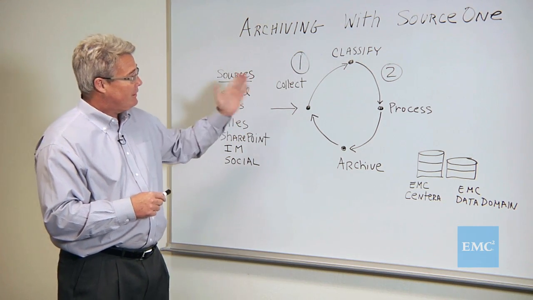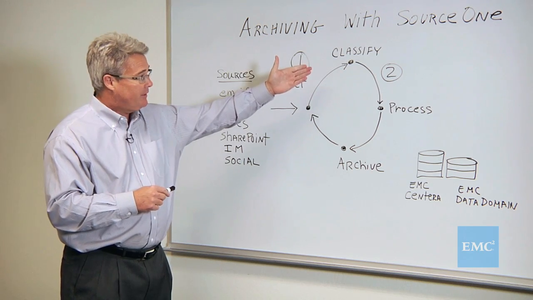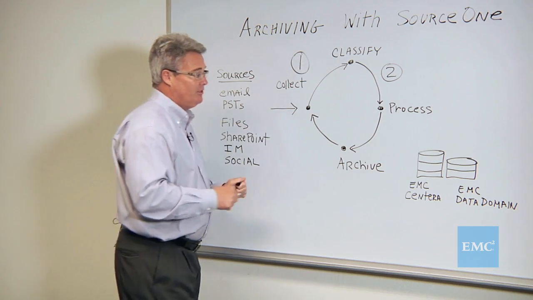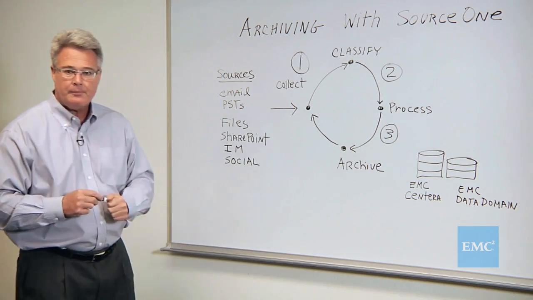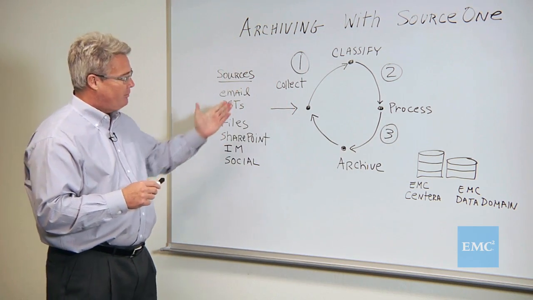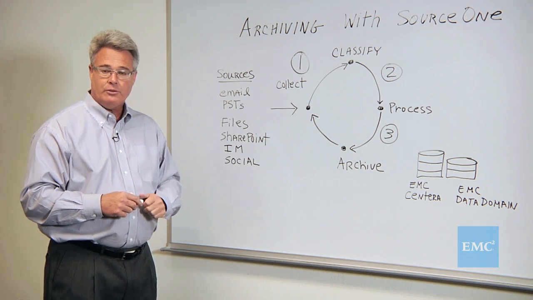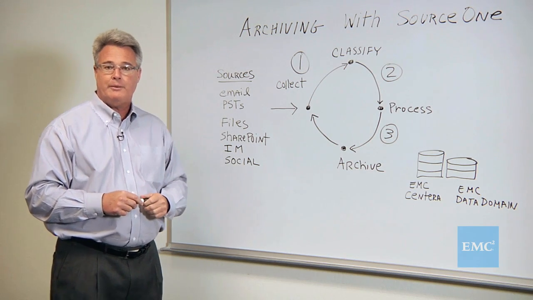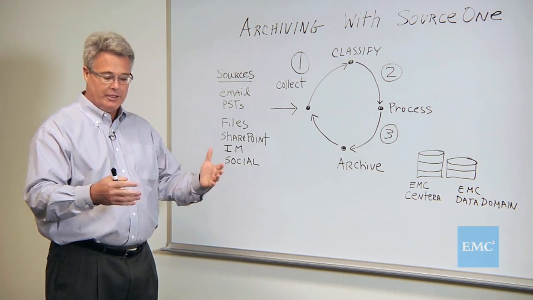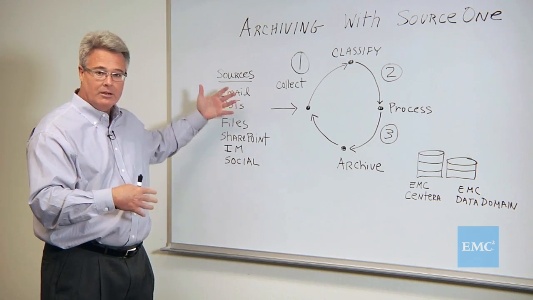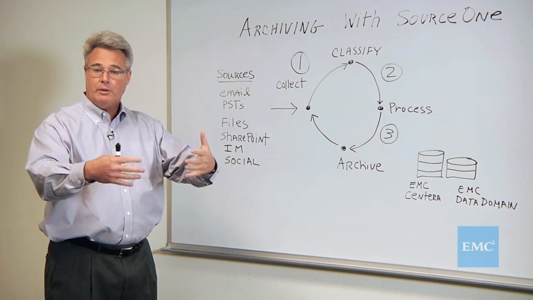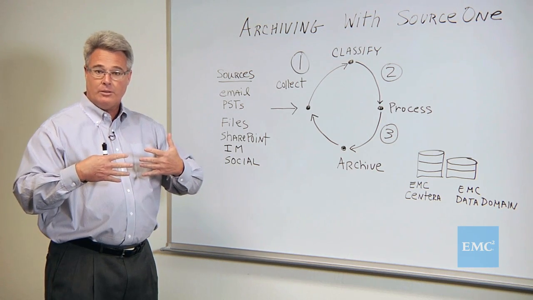Okay, so we've collected, we've classified the data. Now we have some processing to do. This is our step 3. So to get data prepared for eventual archive storage, there's a few important steps we have to do. First of all, the data has metadata around the files, the email, all of this content has metadata. We want to look through that, pull off and store that separately.